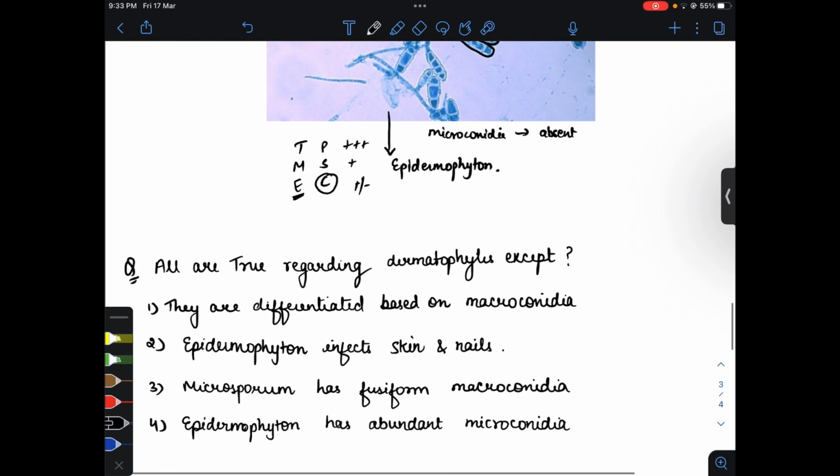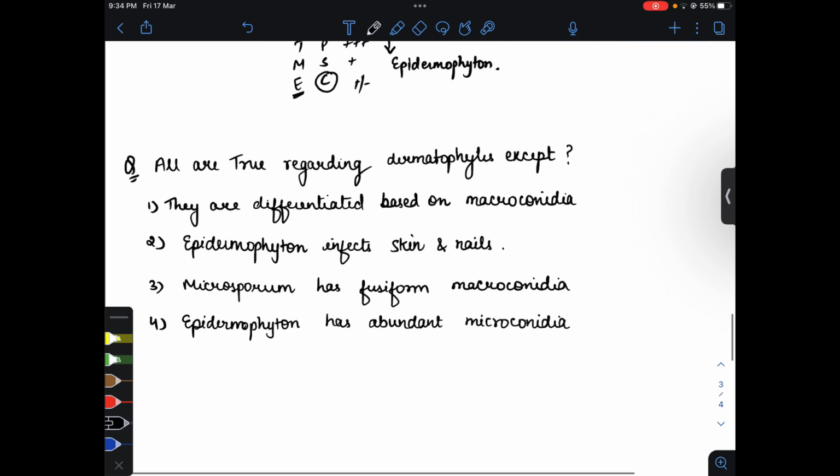Now my last question, this one you have to answer. All are true regarding dermatophytes except: they are differentiated based on macroconidia, like spindle shape, club shaped and pencil shape. So this statement is true. Now the next statement, Epidermophyton infects skin and nails. Here Epidermophyton ends with N, so N represents the nail. So this statement is also true.